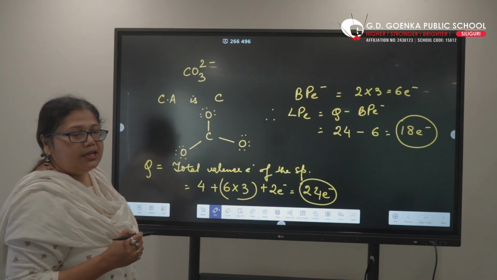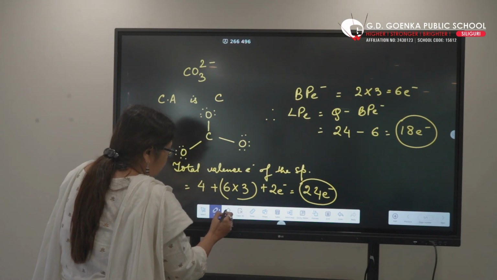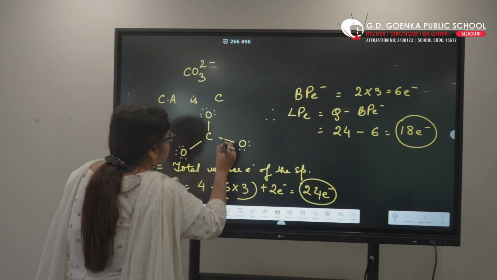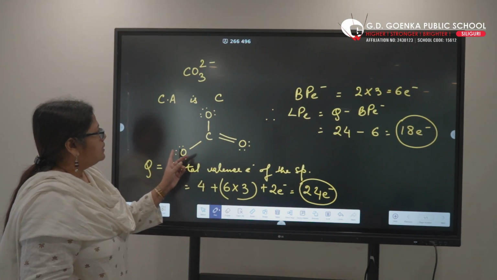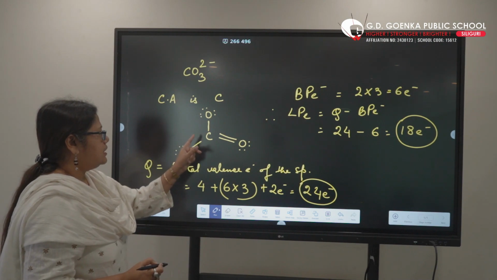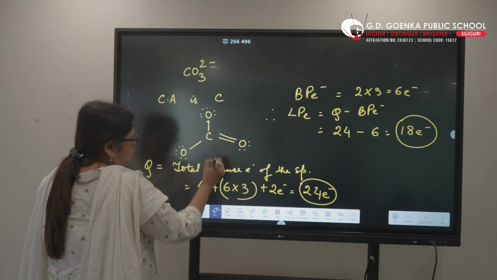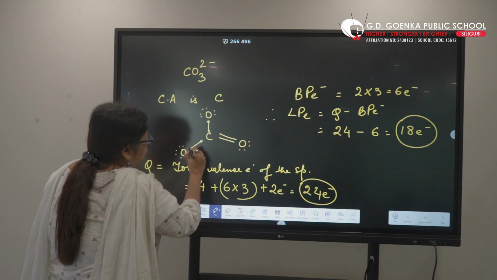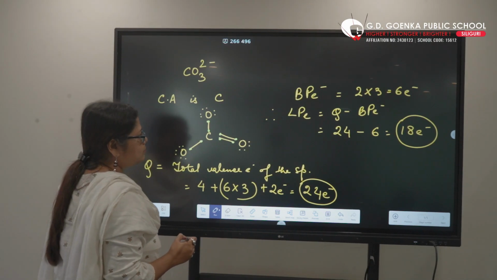But what about carbon? We have to satisfy the octet of carbon also. So what we do, we convert one of the lone pairs into a double bond, right? Now you can see each of the 3 oxygen atoms has satisfied its octet. At the same time, carbon has also satisfied its octet. How many electrons for carbon? 1, 2, 3, 4, 5, 6, 7, 8. So the central atom has fulfilled its octet.